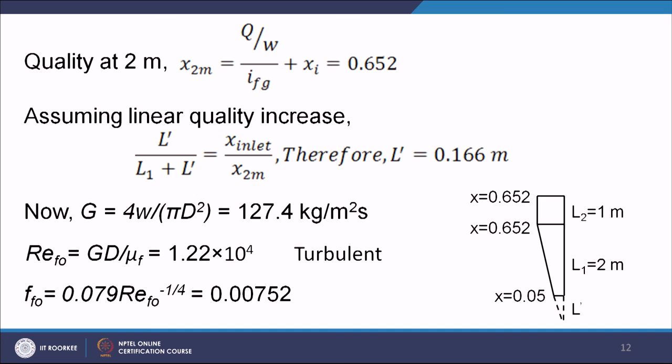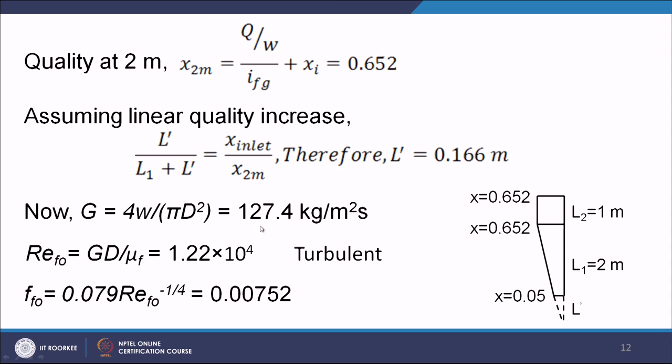Now, if we assume a linear variation of the quality, we can find out the length responsible for increasing the quality from 0 to 0.05. Let us take that length as L dashed. So, L dashed by L1 plus L dashed is equal to x inlet by x at 2 meters. You will find L dashed is equal to 0.166 meter. Next, let us find a few important parameters like G. G will be 4W by pi d square, 127.4, and then the Reynolds number for fluid only portions, GD by mu f.